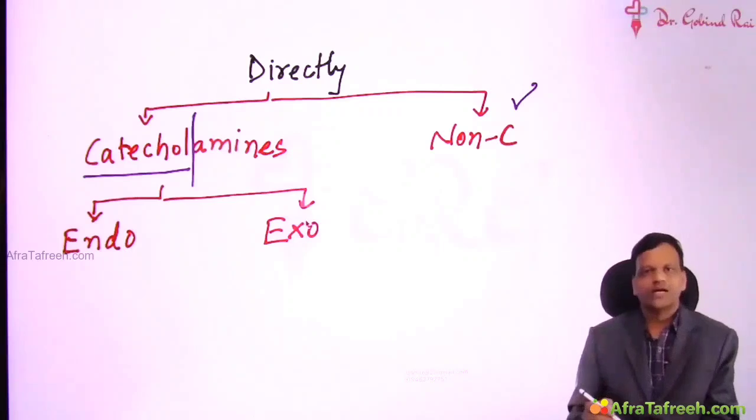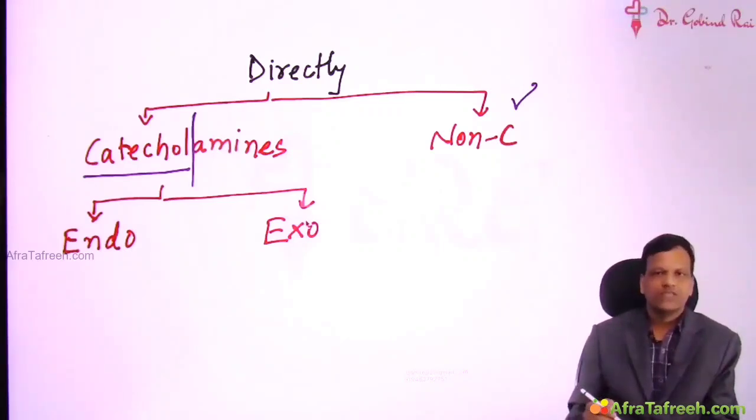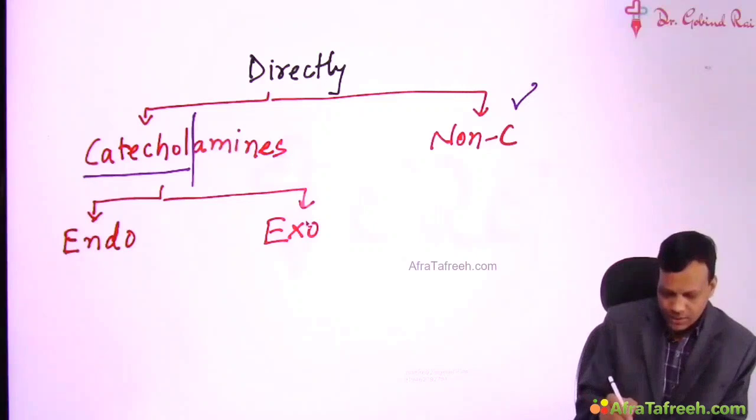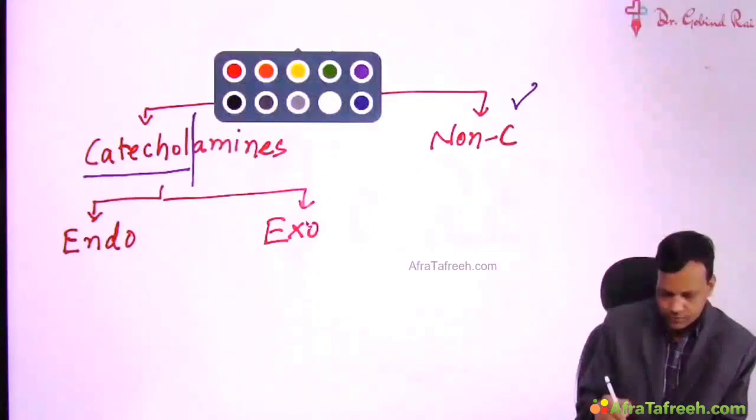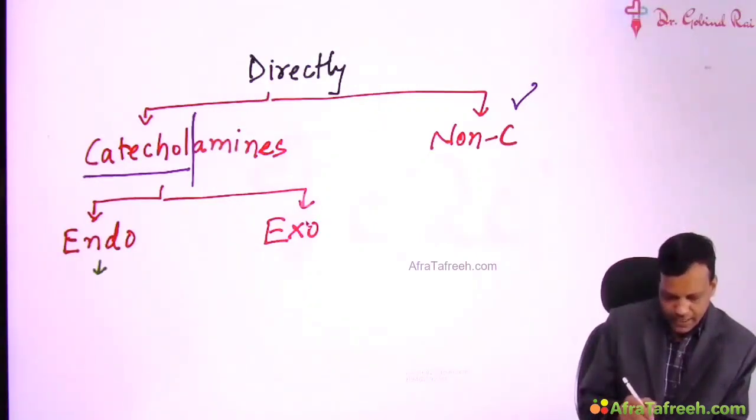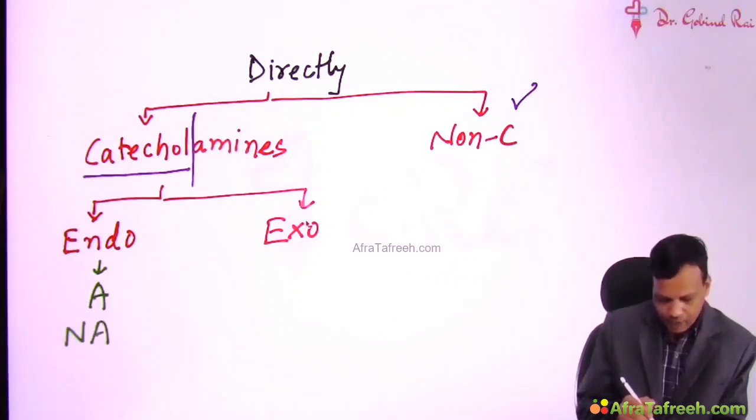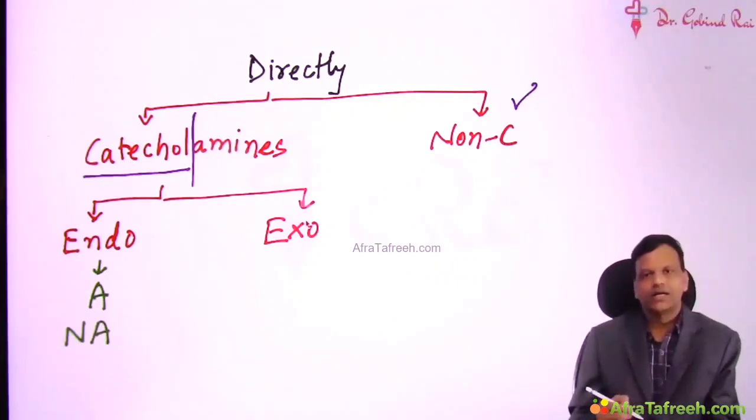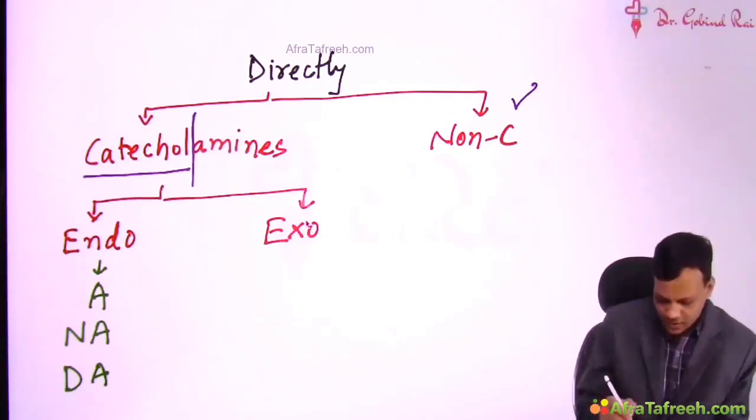Now catecholamines are further divided into endogenous catecholamines and exogenous catecholamines. Endogenous catecholamines means they are normally present in the body, whereas exogenous means they are given from outside only. The endogenous catecholamines include adrenaline, noradrenaline and dopamine.